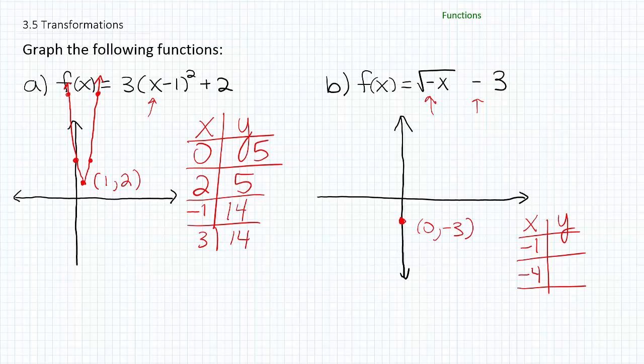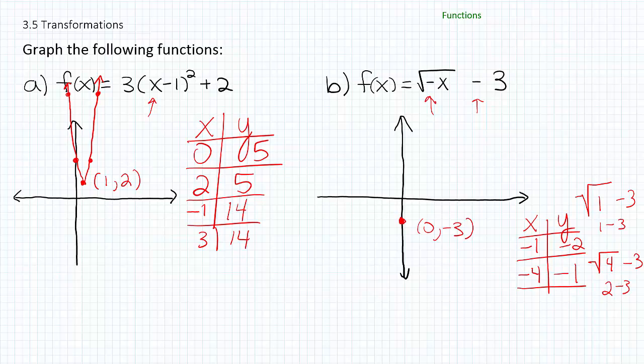We put -1 in there, and we end up with the square root of just 1, minus 3. The square root of 1 is 1, minus 3, and that's -2 as our final answer for that one. If I put in -4, it'll be -4 under the radical, which is going to give you just 4 under the radical, minus 3. The square root of 4 is 2, so 2 minus 3 is -1. And those are the points we get.